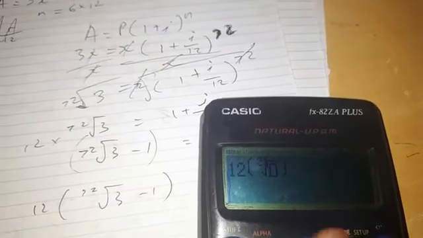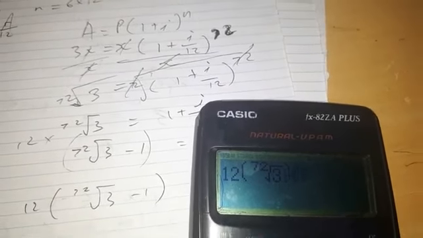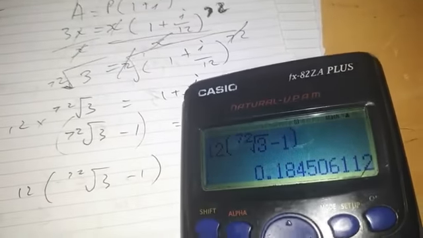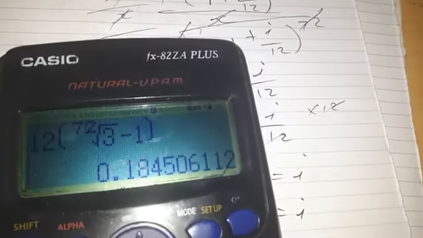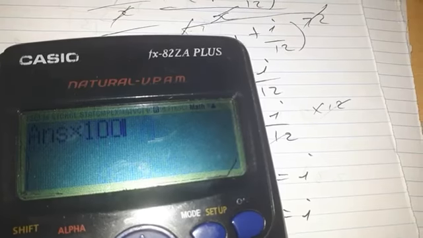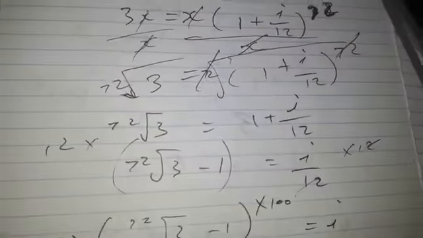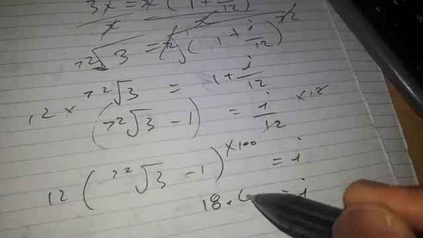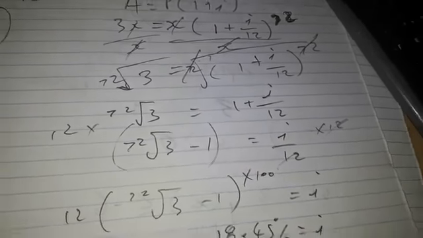Shift this. 72, and 3 there minus 1. So remember, this value we have to multiply by 100 because we're working with percentages. So here our I is going to be this value times 100, 18.45%. You see, so that's going to be our value for I there.